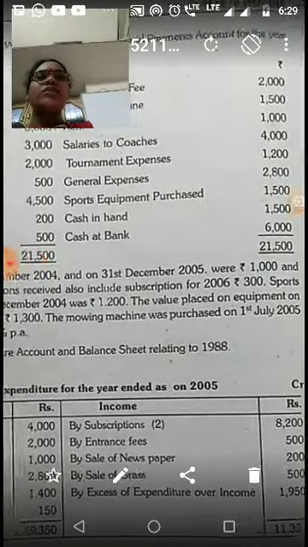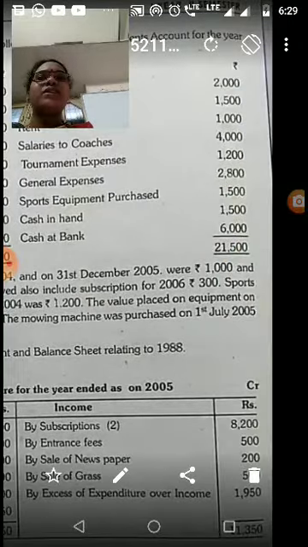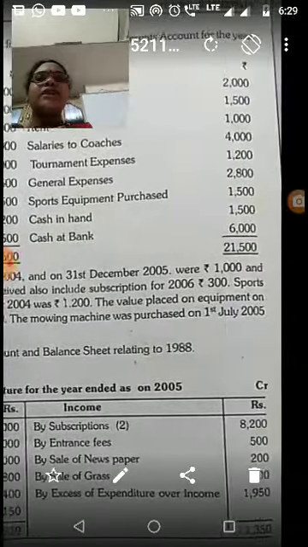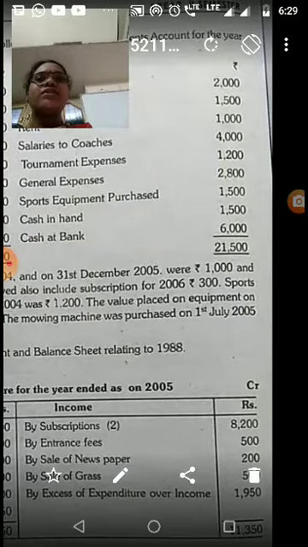Now payments side: groundman fee is 2000. Next, mowing machine is 1500. Next, rent is 1000. Salaries to coaches, that is 4000. Tournament expenses 1200. General expenses 2800. Sports equipment purchased, that is 1500. Cash in hand 1500. Cash at bank 6000. The total of the payment side is 21,500.